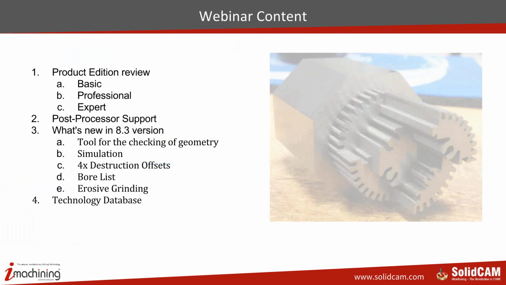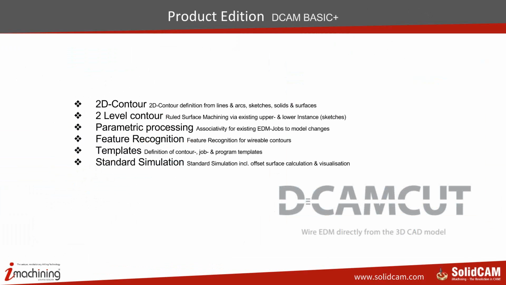and you're able to have support like in SolidCAM support. We will start now with our product edition review, and we will start from the basic one, which is DCAM Basic Plus. As you can see here, we have a few features which allow us to make the toolpaths, and I will explain the meaning of every feature one by one. The 2D contour allows us to define all our jobs through arcs, sketches, solids, and surfaces. Therefore, we are able to create 2D jobs.